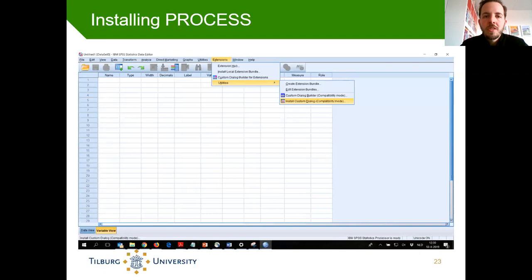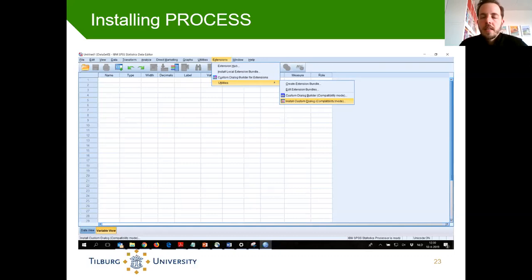you already install what is called the process macro. SPSS is a very nice program, and it gives you all sorts of options for doing analysis, but in the default, standard version, doing mediation analysis via this process macro is not possible yet, weirdly enough. But if you want to do this at some point, you will need this macro.